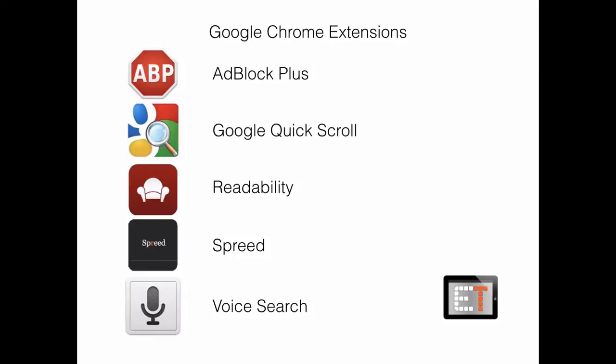Now, I've never done this before, so hopefully it works out, but each of these should be hot linked on the YouTube video. So if you happen to know one and just want to come back to this later, you can click on it here and jump directly to that particular video. Today I'm going to talk about 5 different extensions: AdBlock Plus, Google Quick Scroll, Readability, Spreed, and Voice Search.